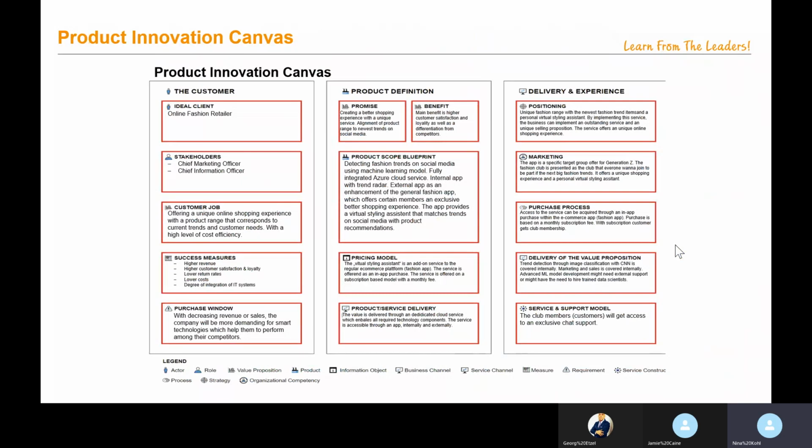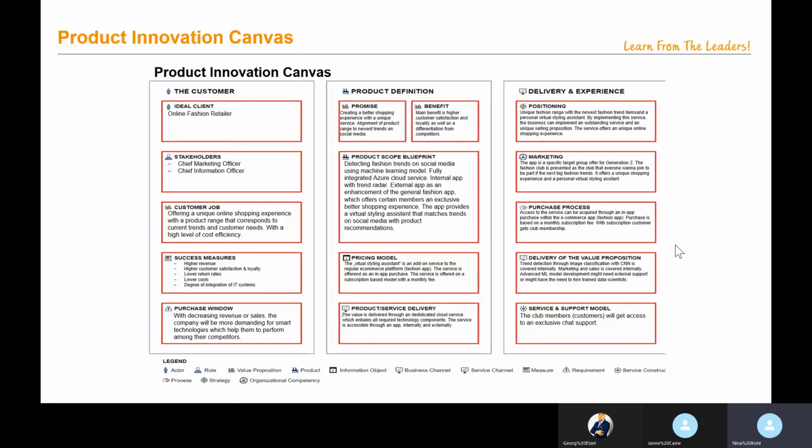I would not like to go too deep into the customer because we already talked about that, but would like to have a deeper look at the product definition. What is the promise I can bring to you? The promise is creating a better shopping experience with a unique service and an alignment of your product range to the newest trends on social media. And the main benefit you will get out of that is higher customer satisfaction, loyalty, as well as differentiating from competitors.